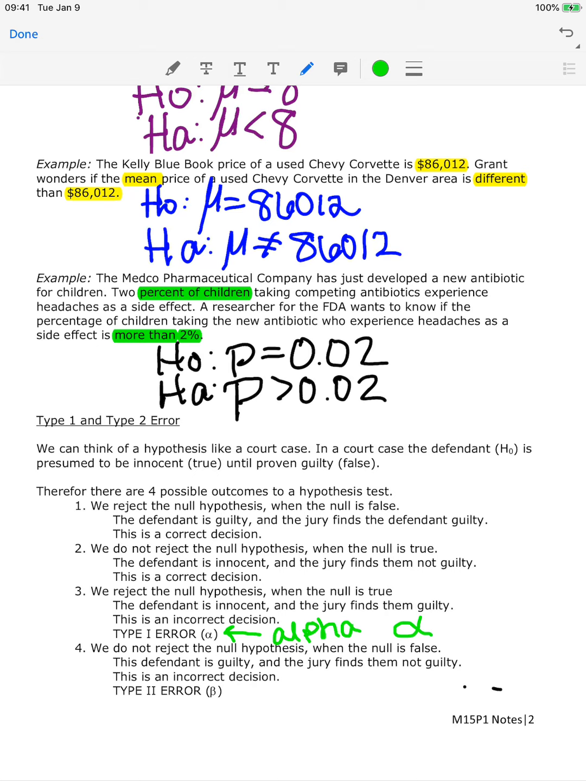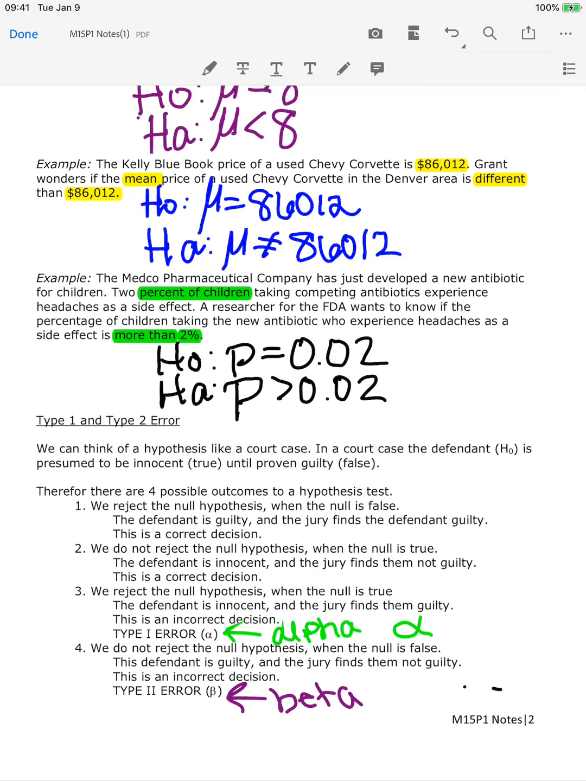And then the last possible outcome is that we do not reject the null hypothesis when the null was false. Again, this is another incorrect decision. This is where the defendant on trial is actually guilty, but the jury finds them not guilty. This is called a type 2 error. This is symbolized with the symbol beta, which is like a bee with a long tail on the end of it.